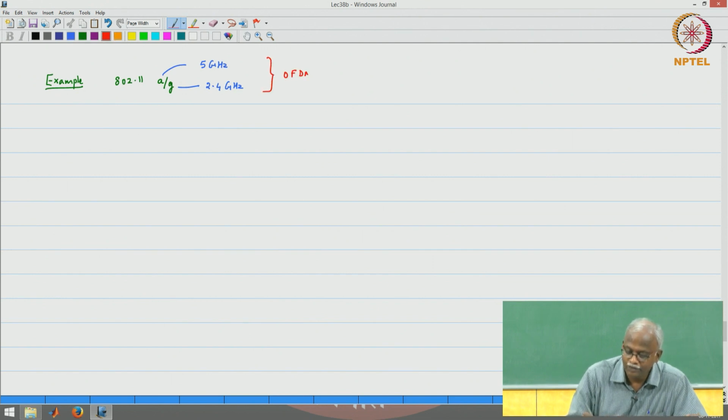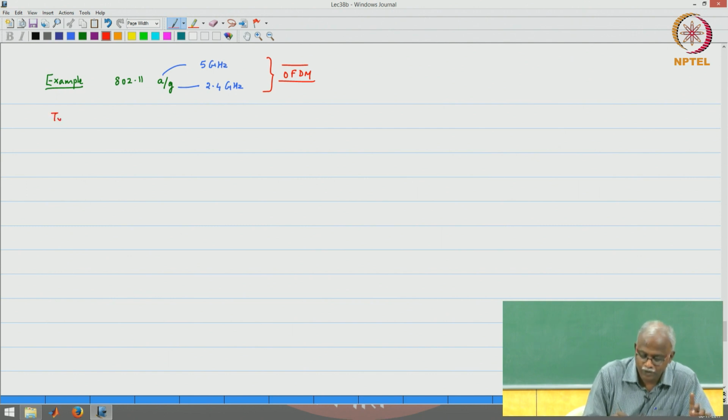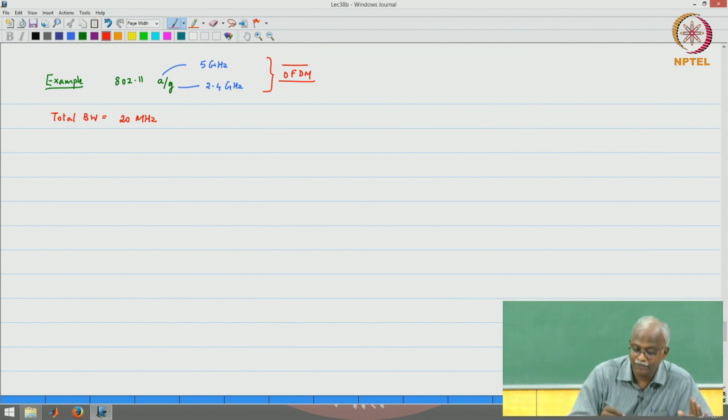And you will see very quickly that everything we have studied actually falls into place. Okay. The total bandwidth of the modulated signal is 20 megahertz. It uses 20 megahertz. There are about 300 megahertz available altogether.